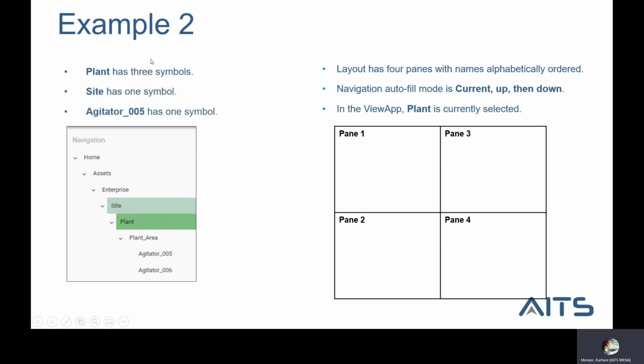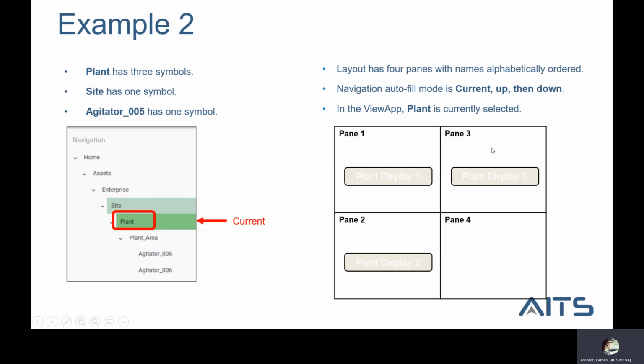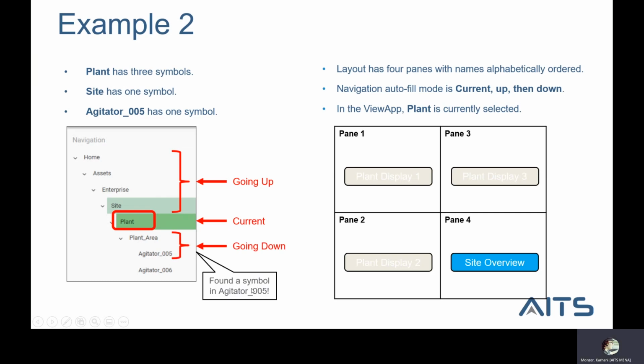Let's say I have another example, but the plant has 3 symbols. And I click on plant, so pan 1, pan 2, and pan 3 will get the 3 symbols. Am I done yet? No, I will go up. So the system will search on site and put it on pan 4. Down, yes, agitator has another one. It has a symbol, but I don't have any place. So no pan is available to display agitator 5.